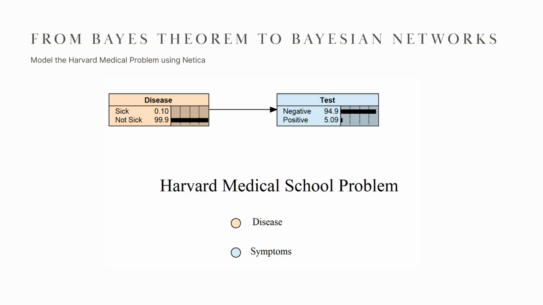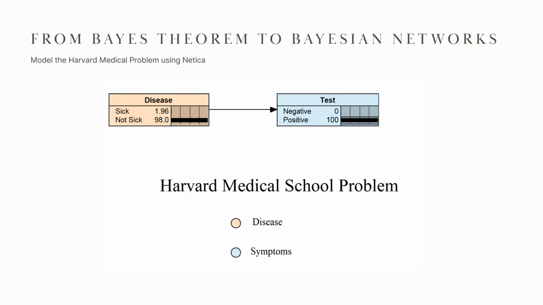A new person has walked into the clinic and we test them. They return a positive result. On the test node, I click on the positive element to indicate a positive test. And now we see the probabilities of having the disease have been recalculated. And the probability of being sick is about 2%, consistent with the two earlier calculations.